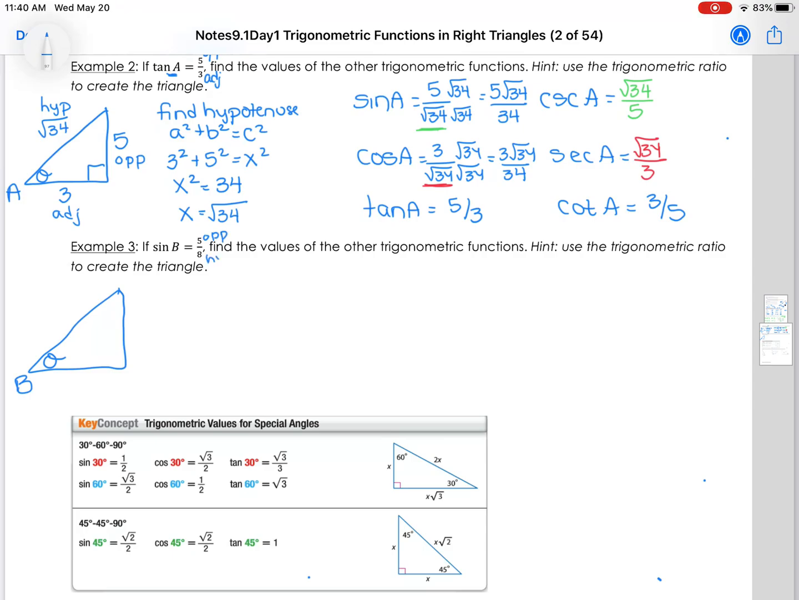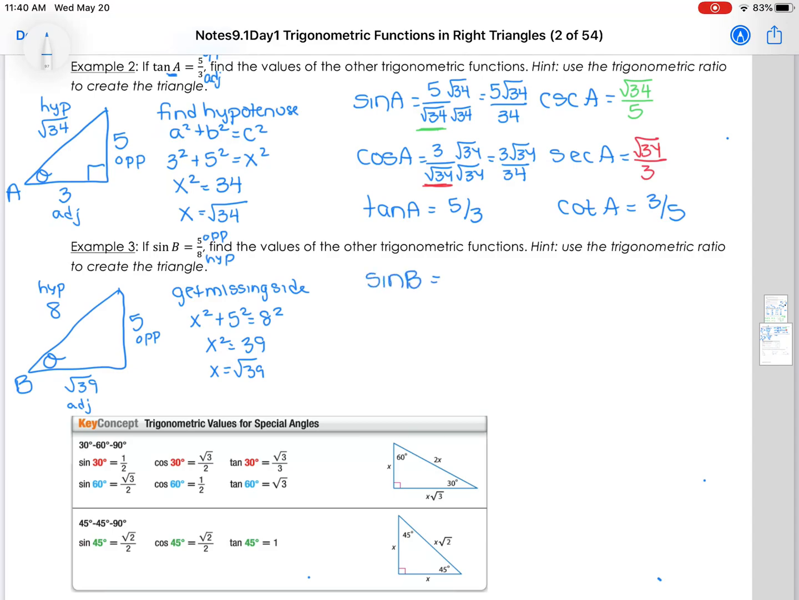All right, so whenever you come back, I'm just writing this here. So we have sine in this case, which is opposite over hypotenuse. So 5 over 8. So we have to get the missing side, which is our adjacent side in this case. So we have x squared plus 5 squared equals 8 squared. That gets me x squared equals 39, which means x is radical 39. And that's the adjacent side.